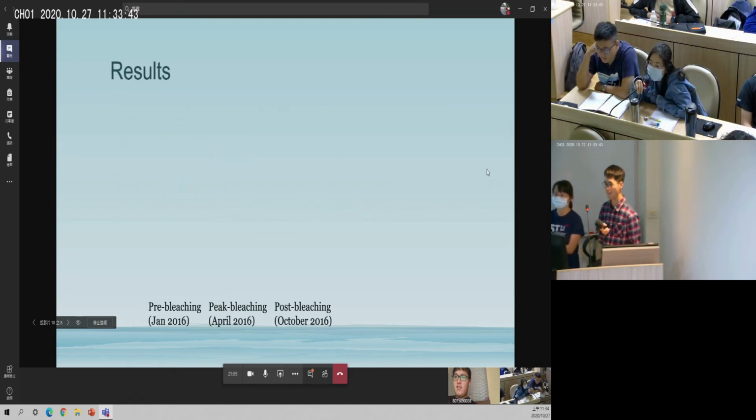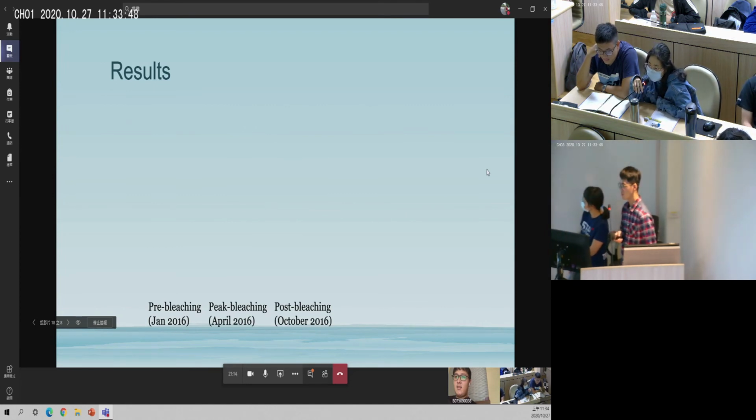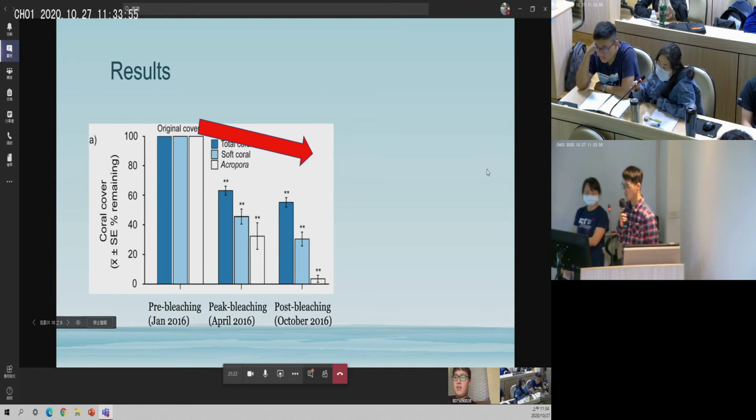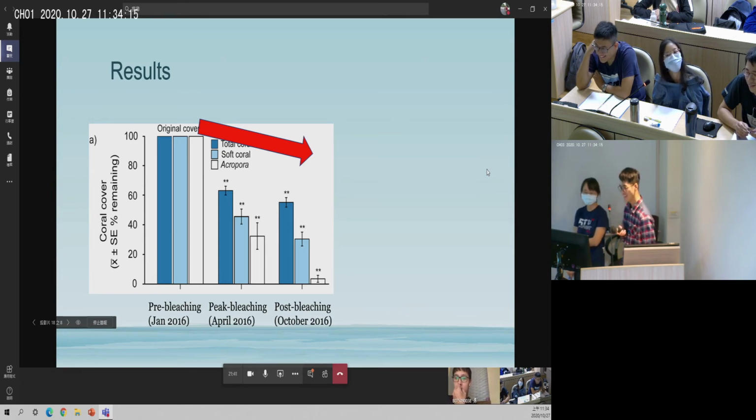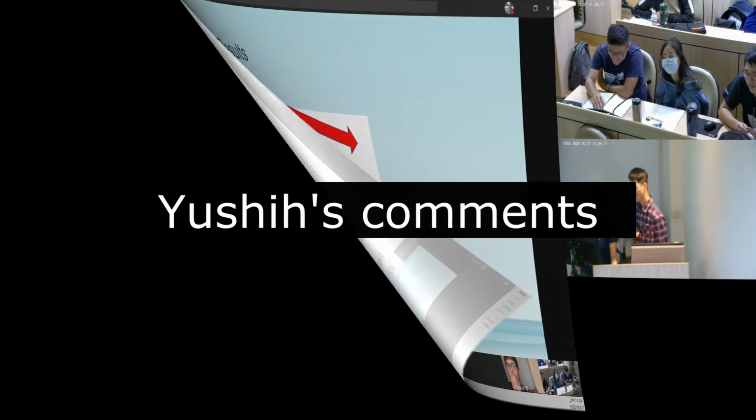In slide 11, why does the post-bleaching coral look darker than before? What's your question? She wants to know why the coral is darker than before. Because it loses symbiotic algae, and it also loses its color. So its color is changed. I don't know the answer. Sorry.